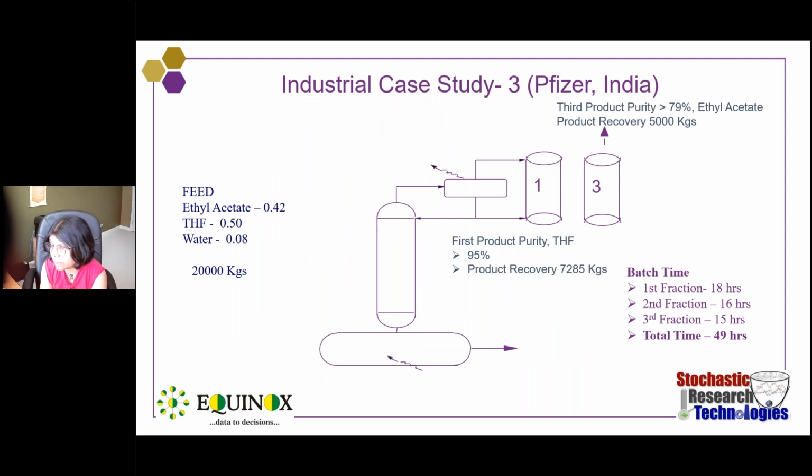This is actually Pfizer India. We suggested this. They had an ethyl acetate THF water system, and they wanted THF to be 95% pure, as well as more than 80% purity for ethyl acetate. And right now they are using 3 fractions. The first fraction, the second fraction is the waste fraction, and the third fraction. They needed 18 hours for the first fraction in batch. Right now 16 hours in the second fraction and 15 hours. So they are spending 49 hours of total time to do this distillation now.